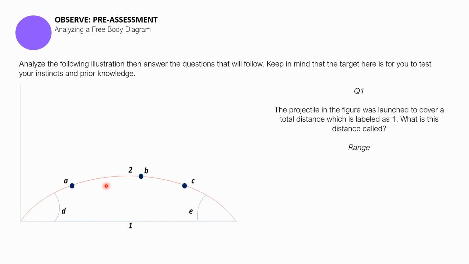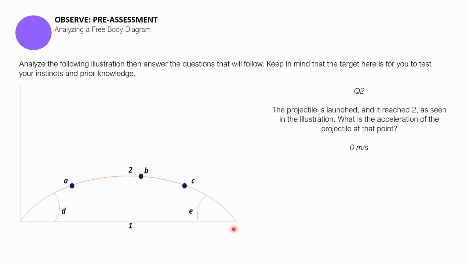Let us now answer them. For question number 1, the answer is this one right here, labeled as one. We call that range. Again, that's called range. The total distance between the launch area and the landing area is called range.